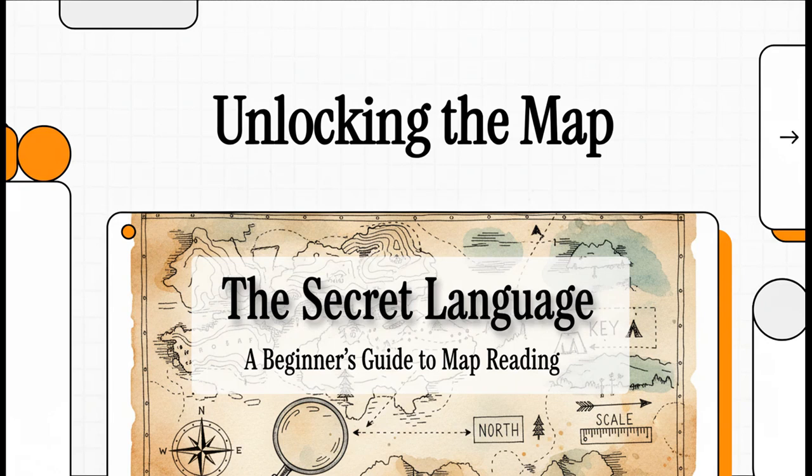Hey there, you ever look at an old map and feel like you're staring at some kind of secret code? Well, that's exactly what we're going to do today. We're not just going to look at maps, we're going to learn how to read them. We're going to unlock their language so you can see all the amazing stories hidden right there in plain sight.